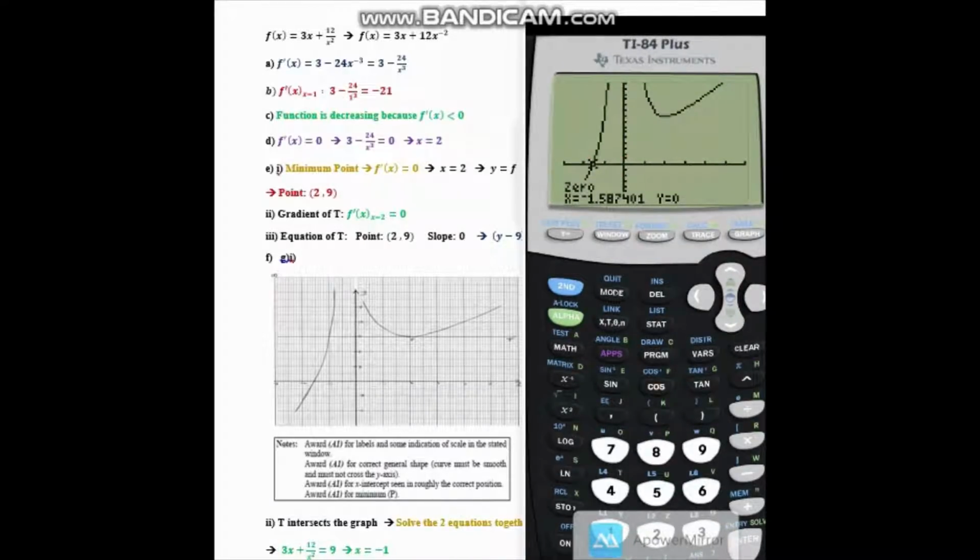So we can see that the marking scheme version looks very similar to what we have on our GDC. You are awarded 1 mark for labels of the axes and some indication of scale. Another mark for the correct general shape, which is copied from the GDC. A mark for the x-intercept seen in roughly the correct position, which is negative 1.58, so between negative 1 and negative 2. And a final mark for the minimum value at P, so P has to be at the minimum point of the curve.